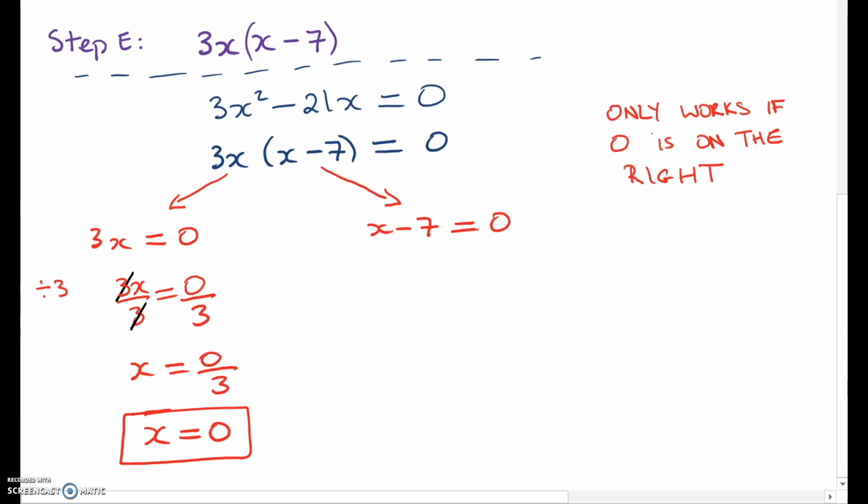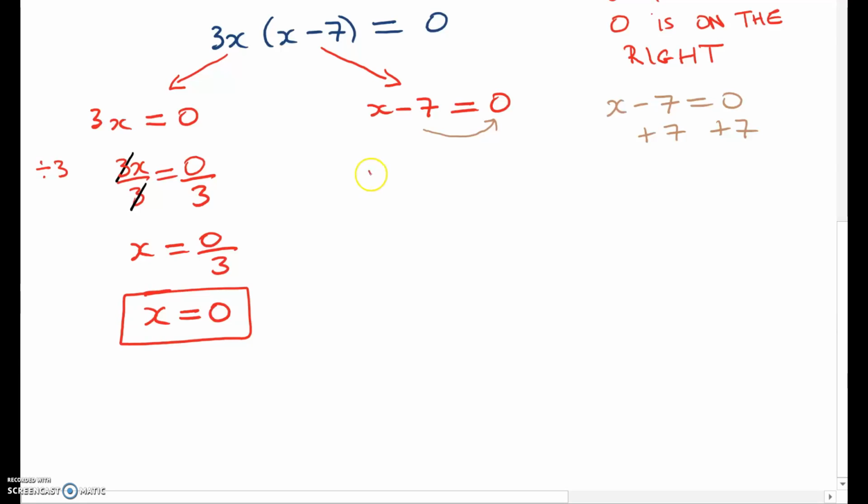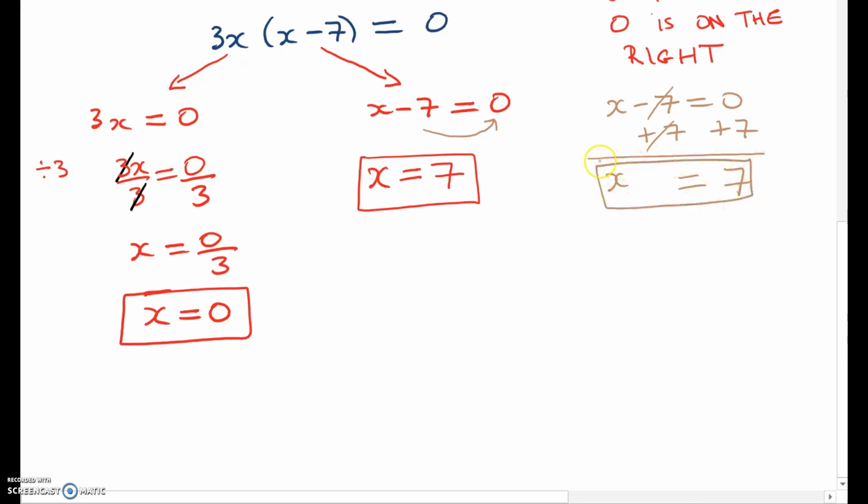And this one, x take away 7 equals 0. So what we can do is add 7 to both sides, or bring the negative 7 over to the other side. The way that I taught you is to move the number across. As we move it across, minus 7 changes its sign, so minus 7 becomes plus 7, so we get x equals 7. And similarly, if we do it the other way, x minus 7 plus 7 is 0, 0 plus 7 is 7. So we get it that way as well.